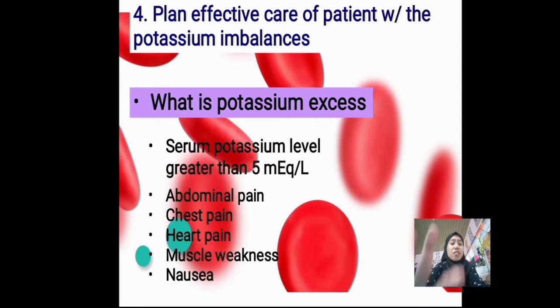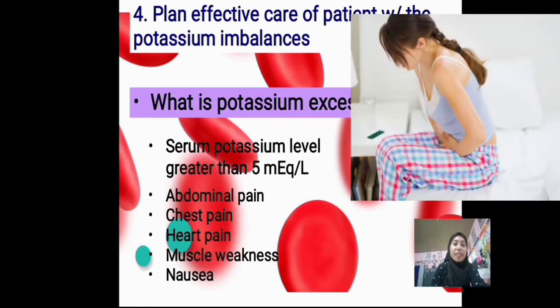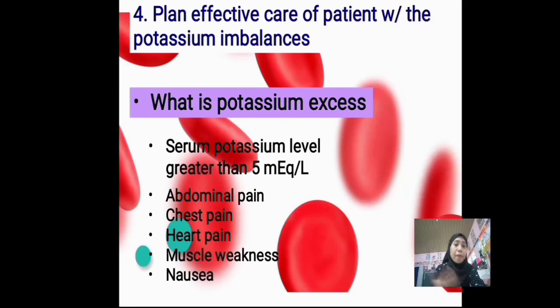So, kapag mataas yung potassium mo, it means the serum potassium level is greater than 5 mEq/L. So, mataas talaga siya. Ito yung mga symptoms na mafe-feel talaga ng patient kapag high yung potassium niya, which is the abdominal pain, chest pain, heart pain, muscle weakness, and nausea. Ito yung mga symptoms na ma-experience talaga ng patient kapag high potassium siya.